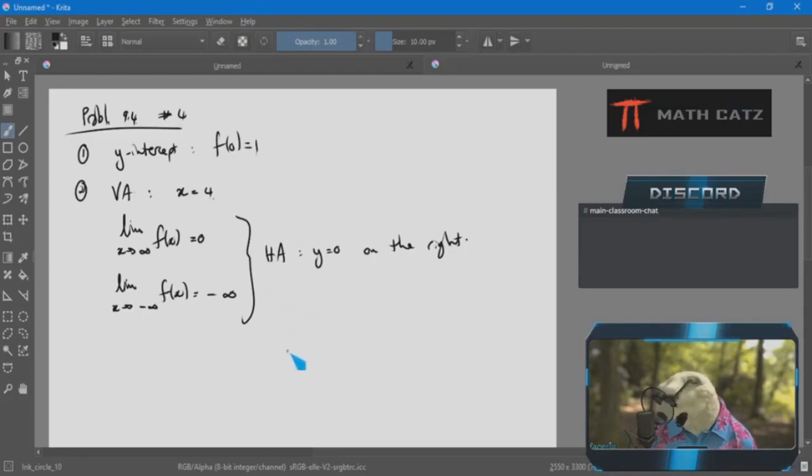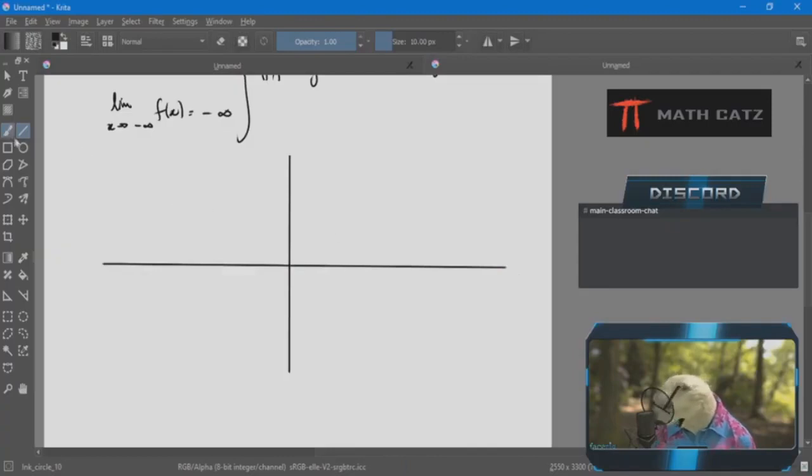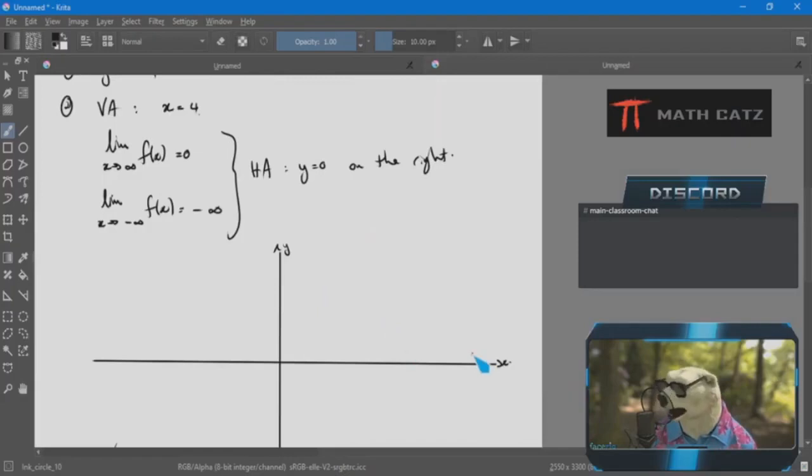So let's get a graph going. So I don't forget anything. Far to the left, I'm going down. Far to the right, x-axis, which is where the line y equals 0 sits. Don't know how I'm approaching that yet.